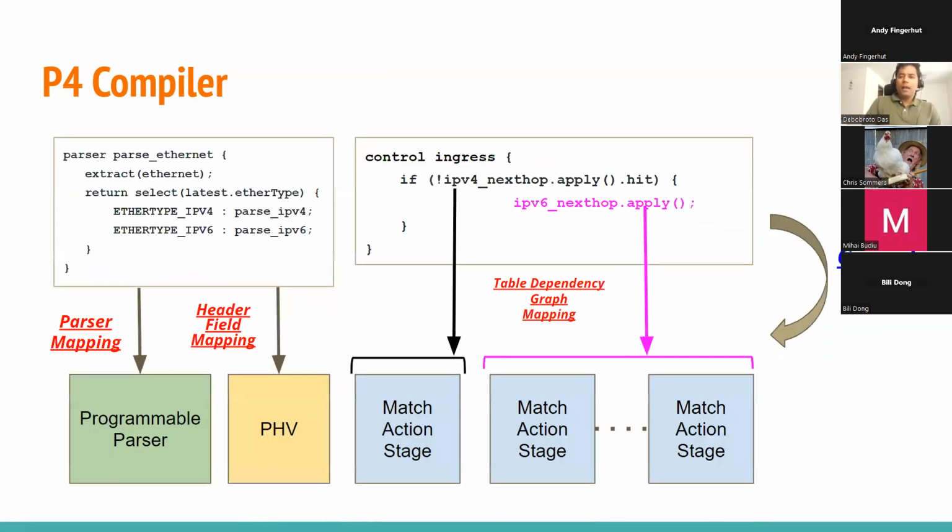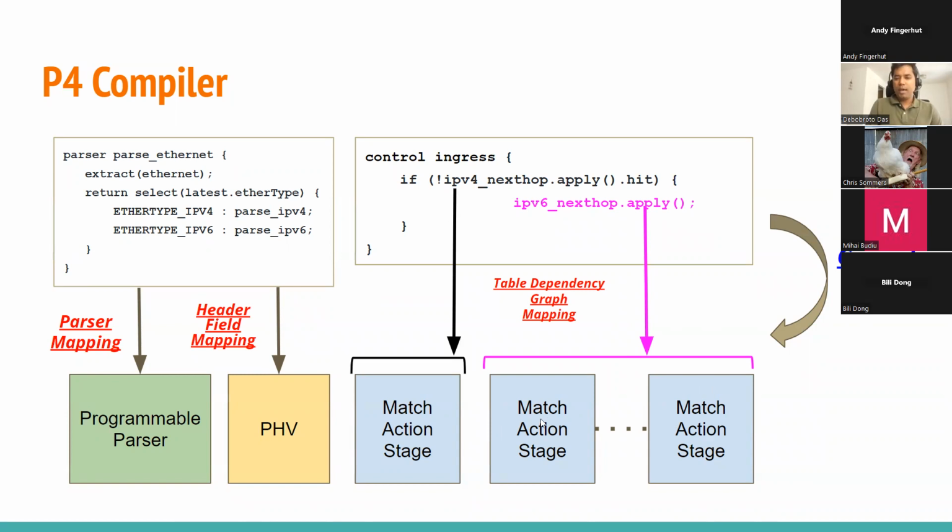So how do we run these P4 programs on RMT hardware? Of course, for that we need a compiler. This is a very bare bone example. For example, we have a packet parser here, and we have to map this parsing logic into the programmable parser. The programmable parser will store these fields in the packet header vector, which is a container that can hold several header fields. Then it will carry the header fields through the rest of the match action stages.